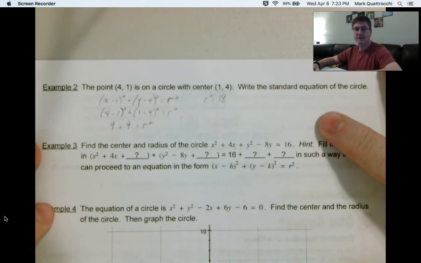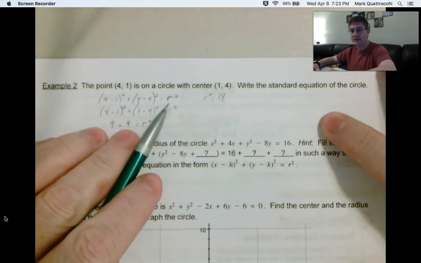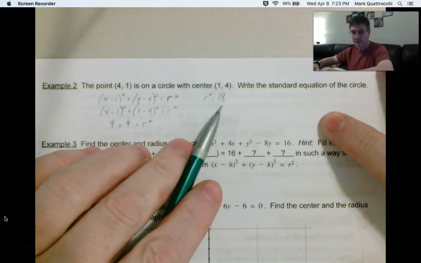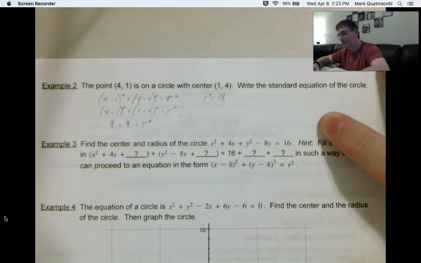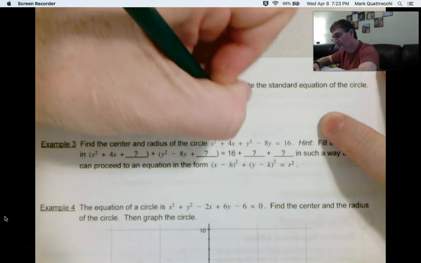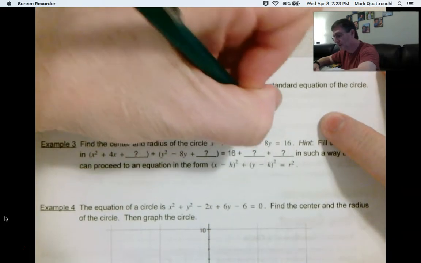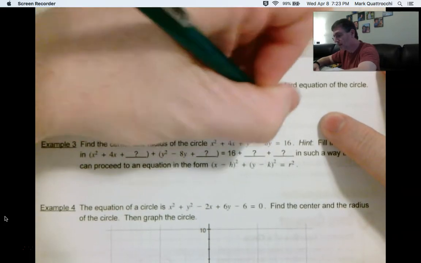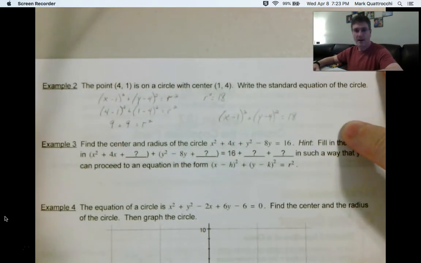The question is not asking me what the radius is. I need to know what r squared is. Right? The radius is 3 square root 2, but I want to know what r squared is so I can complete my equation. x minus 1 squared plus y minus 4 squared equals 18. And there's the answer to example 2.